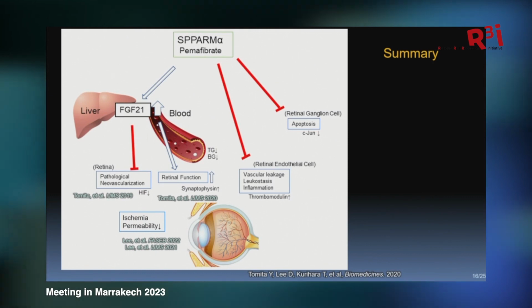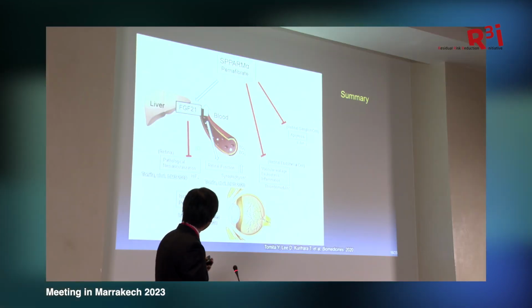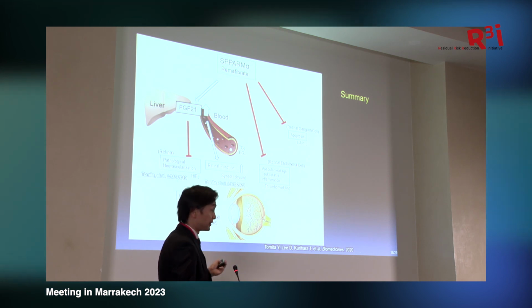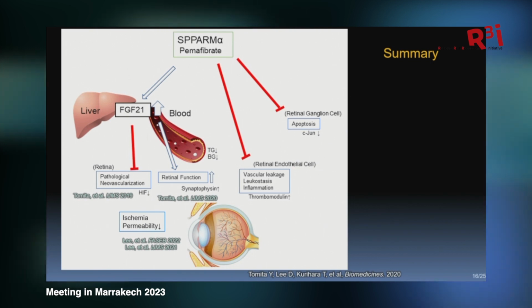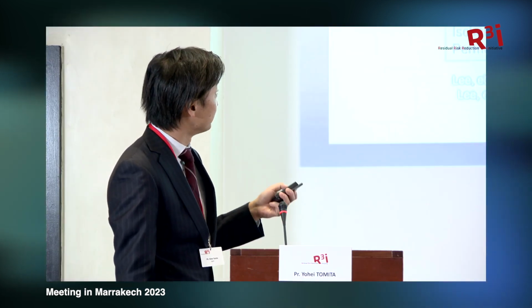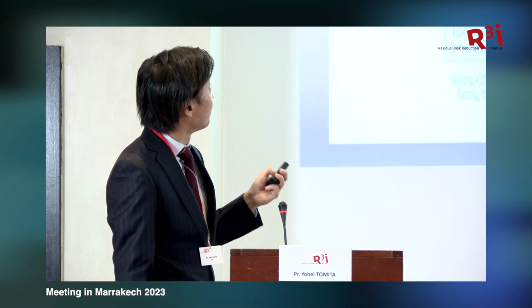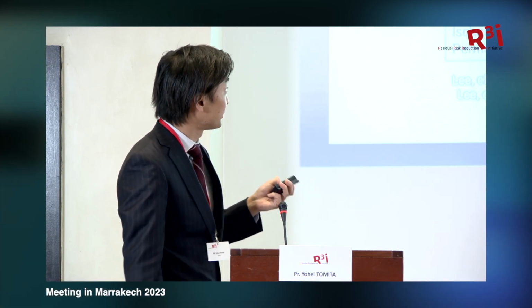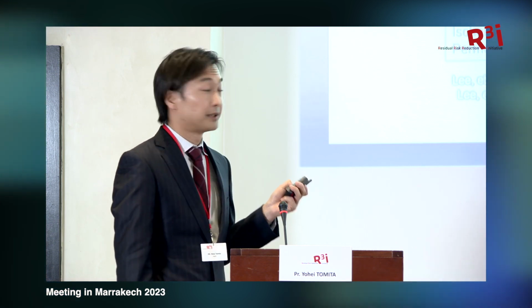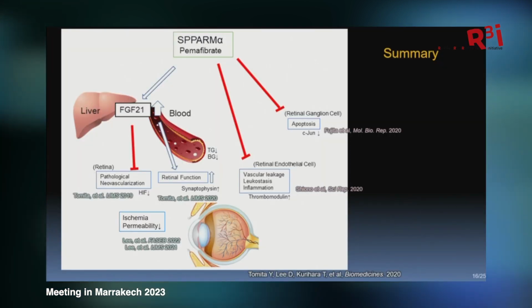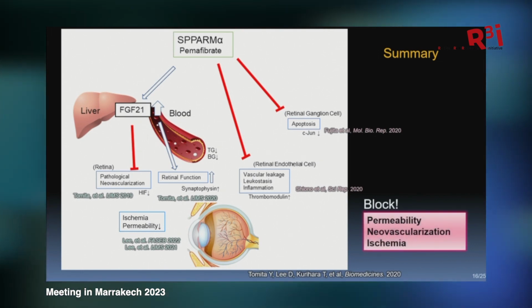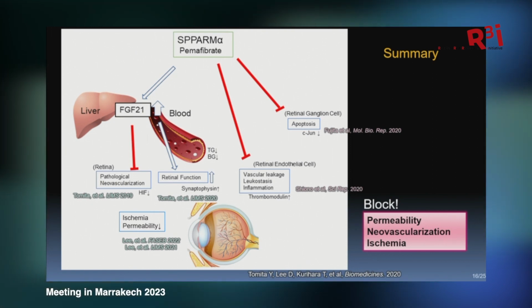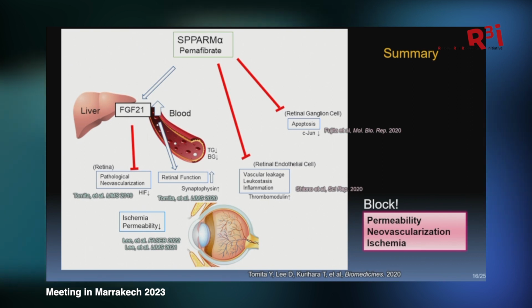So this is a summary slide. Pemafibrate increased FGF21 and suppressed the pathological neovascularization, ischemia, and permeability, as well as keeping the retinal function. And another group showed that pemafibrate decreased vascular leakage and inflammation and suppressed apoptosis in the retina. So, taken together, pemafibrate blocks the permeability, neovascularization, and ischemia, which are the pathogenesis of DR.